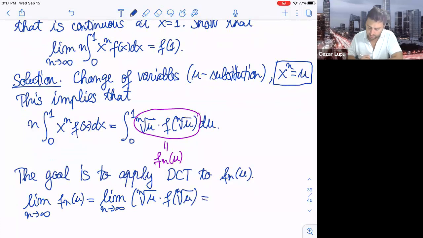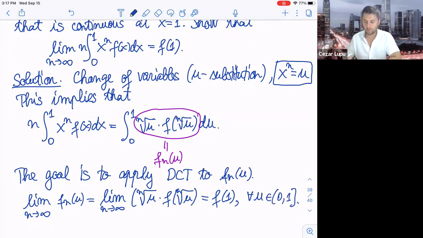All right, this one, if we look closely, since the function is continuous at 1, let's not forget about that piece of information, we can pass to the limit here, and this would be f of 1. That's pretty obvious, right? For all u in (0, 1], without 0.